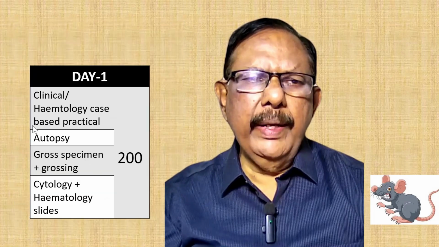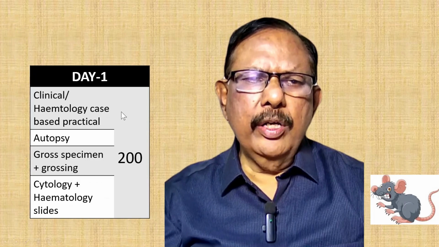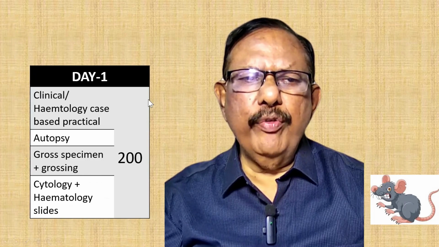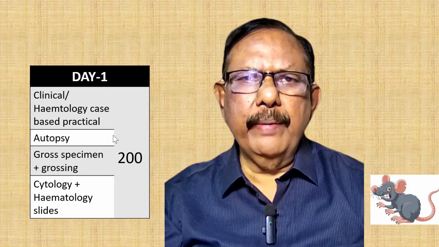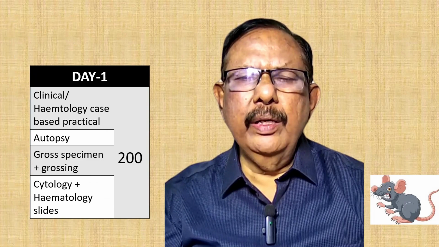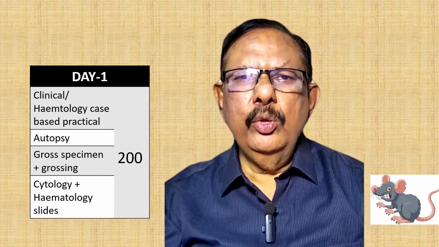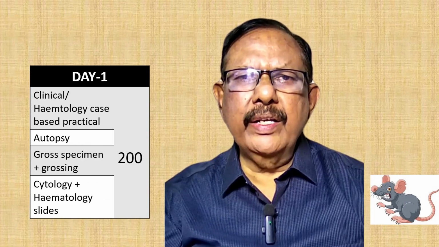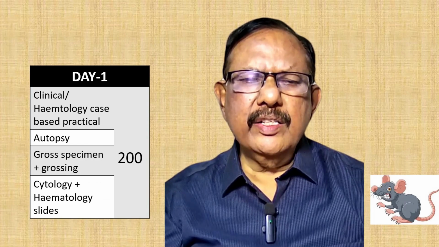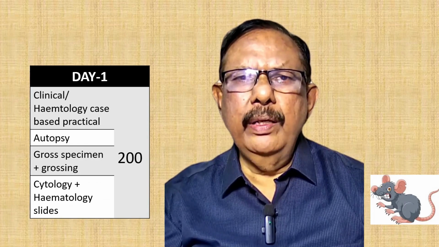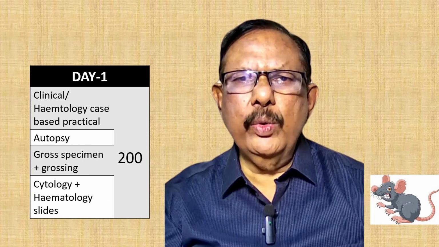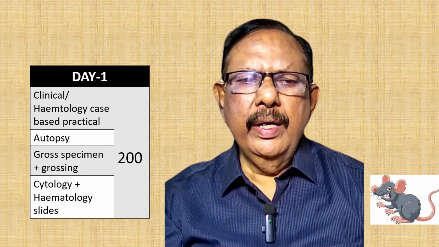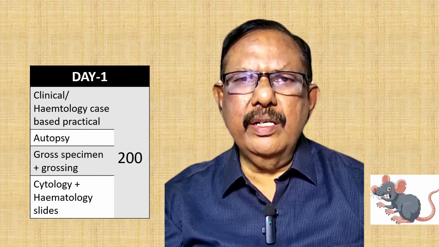On day 1, it will be like this, a clinical or a hematology case-based practical exam. So it can carry a mark somewhere between 30 to 50 or even more. So also autopsy, wherein you will be questioned anywhere between opening the heart to fixing the brain. And grossing of the specimen as well as identifying and describing the gross specimens. And there are the sets of slides, which can again be variable. Earlier, hematology used to carry more marks. Now it is equal between hematology and cytology. Whatever said and done, it is 200. And this last section is being decided by the external examiners.